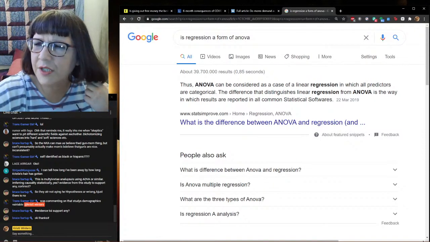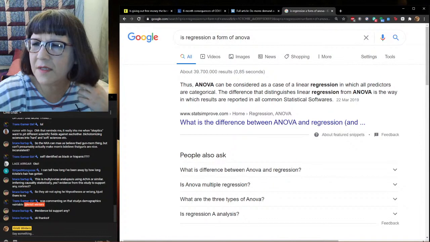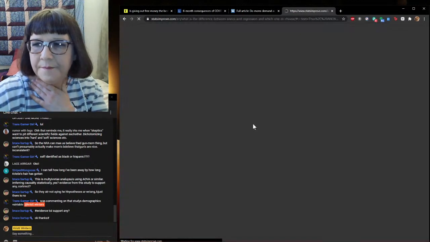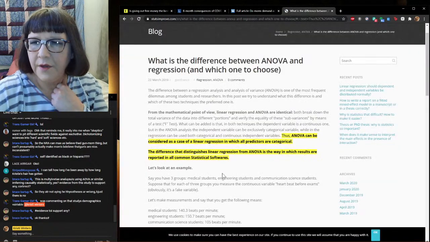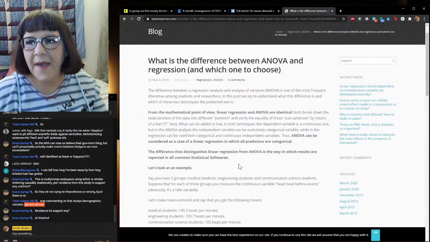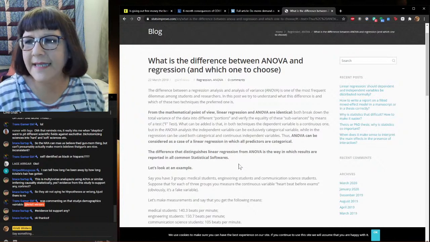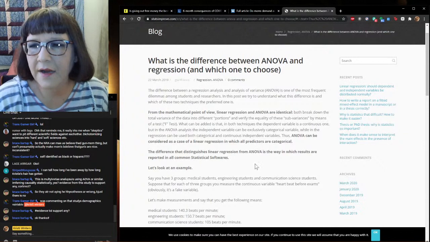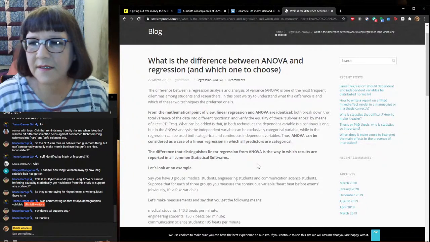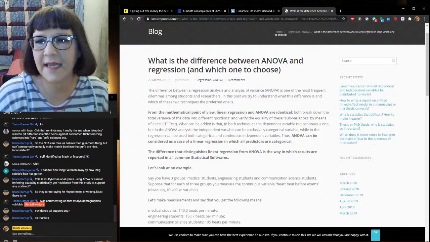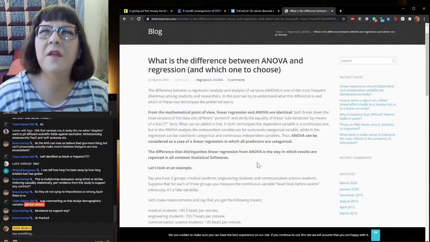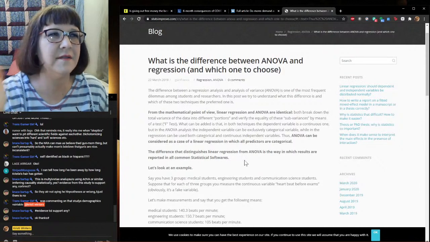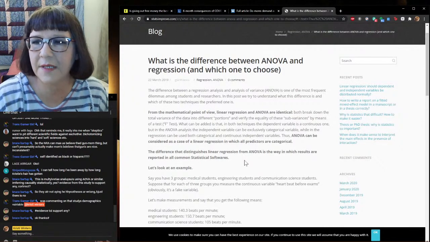The difference that distinguishes linear regression from ANOVA is the way the results are reported in common statistical software. Let's see. All right, so from the mathematical point of view, linear regression and ANOVA are identical. Both break down the total variance of the data into different portions and verify the equality of these subvariances by means of a test, in this case an F test in the ANOVA. Oh, that's right, because there's always an ANOVA test in my SPSS output, but because we always kind of superseded it with other results, I never really paid that much attention.